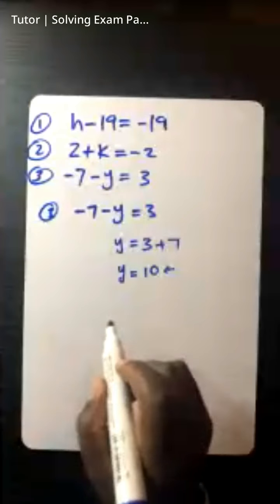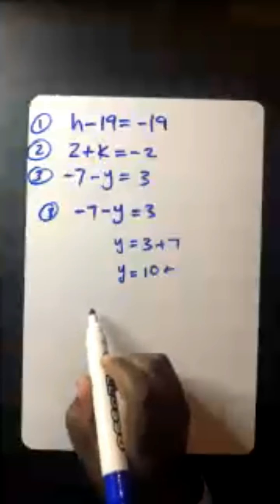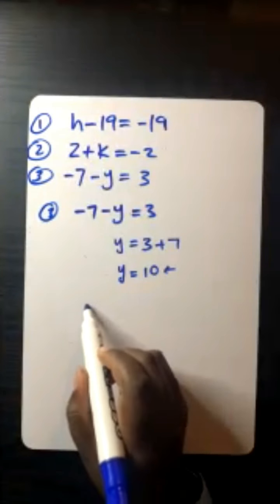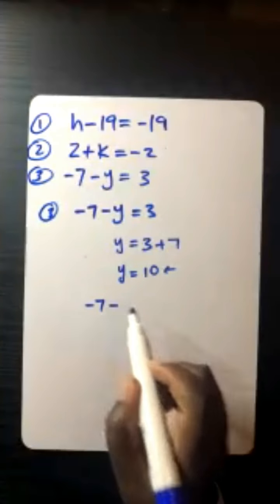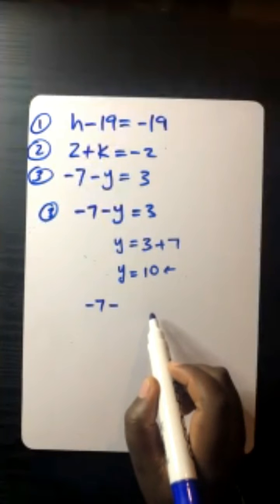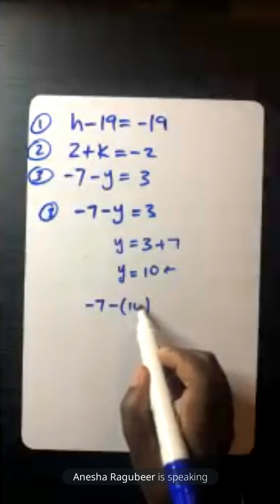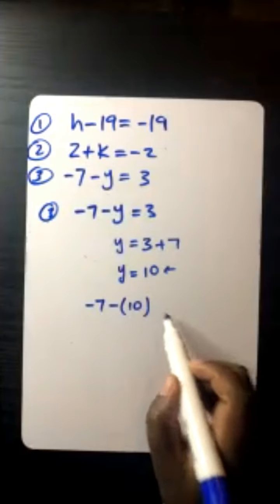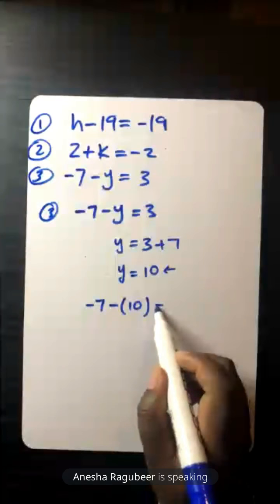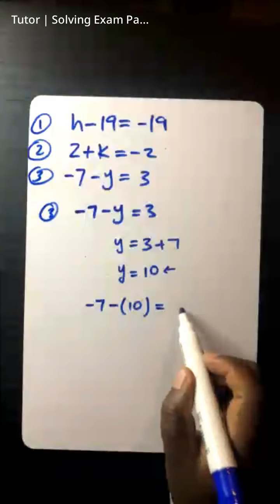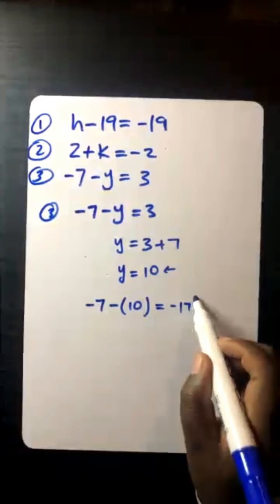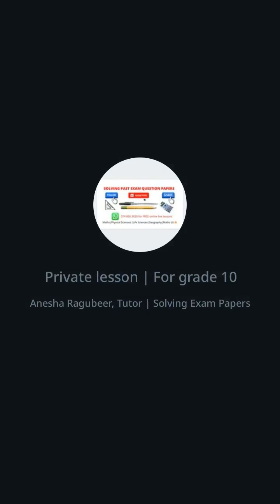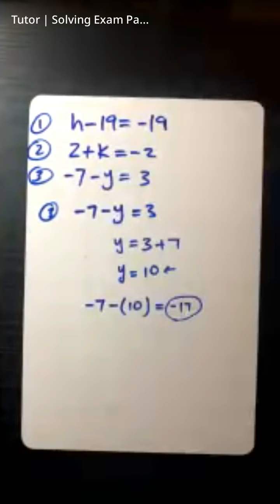Yes, sir. How do we test it, Shreyas? Tell me what to write. So you have to take your negative 7 minus, bracketed by 10, close brackets, which doesn't give me 3, it gives me negative 17. It gives you negative 17. What does it mean when we get negative 17? That we have made a mistake. We've made a mistake somewhere.